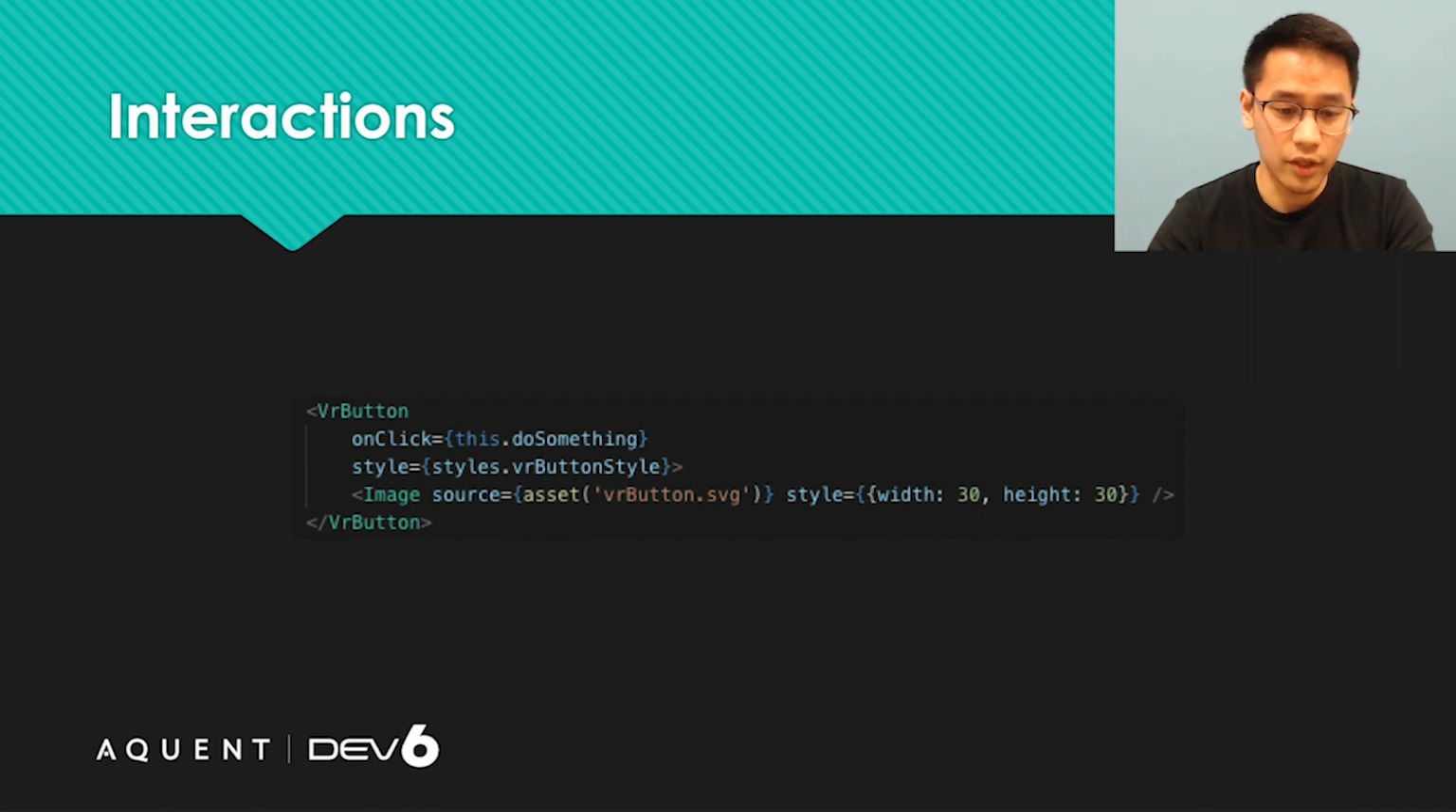In here, VR buttons support on-click events, on-enter, on-leave. So if you want to have some hover events, let's say change color when you hover on something using your controller, or when you look at something it changes color, then you can apply it in VR button.